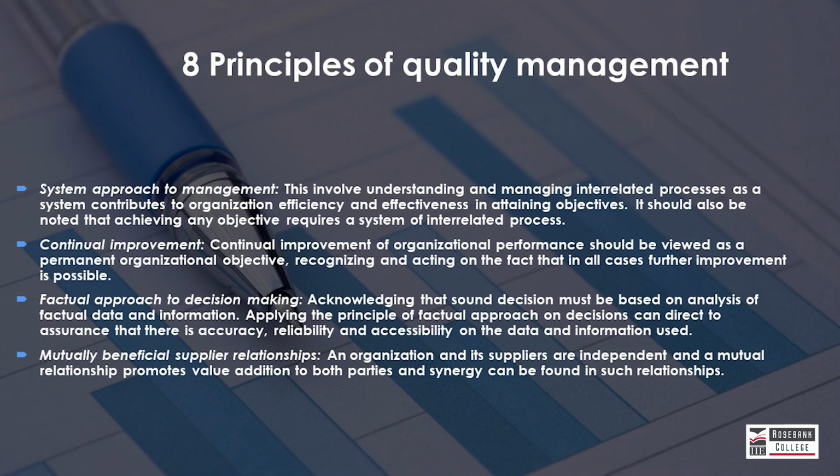The next point is continual improvement. Continual improvement of organizational performance should be viewed as a permanent organizational objective, recognizing and acting on the fact that in all cases, further improvement is very possible. The next one is the factual approach to decision making. This involves acknowledging that sound decisions must be based on analysis of factual data and information, applying the principles of factual approach on decisions that can direct to assurance, and there is accuracy, reliability, and accessibility of the data and information used.